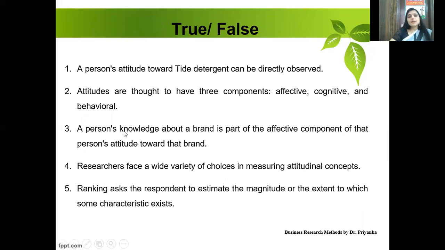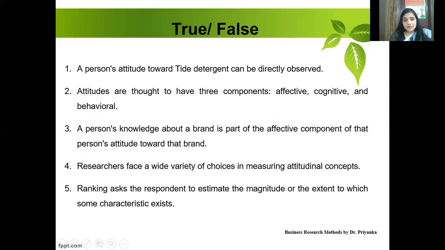Number one, a person's attitude toward Tide detergent can be directly observed. Is it? No, you cannot actually observe attitudes. Attitudes are latent or hypothetical constructs, and because of this, they are not directly observable. We discussed this at the very start, that these are hypothetical. Then, attitudes are thought to have three components: affective, cognitive, and behavioral.